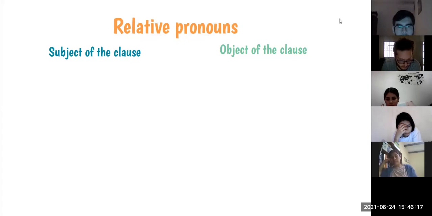Who is the subject? The person or thing who performs the action in the sentence. Yes, the person or thing that performs the action in the sentence. ¿Ok? La persona que hace o realiza la acción en la oración.